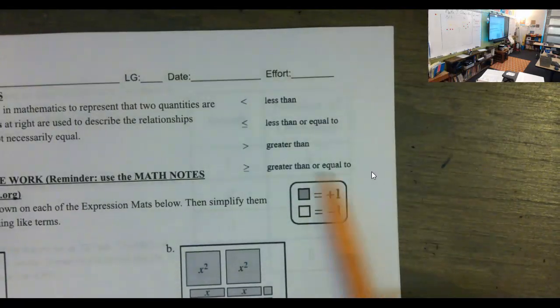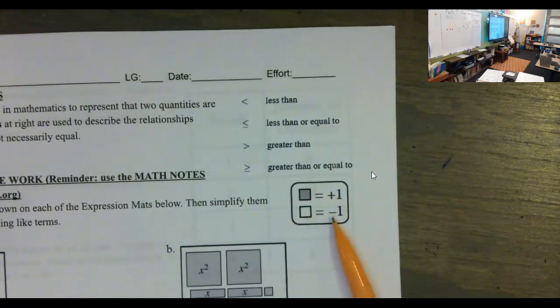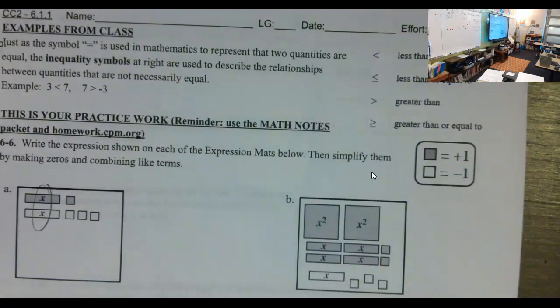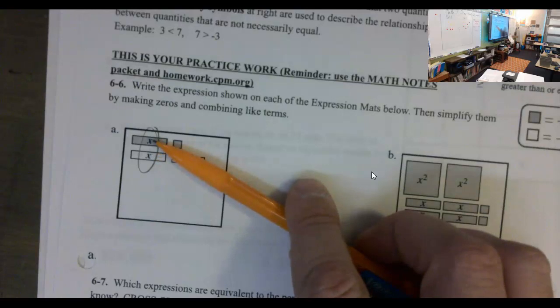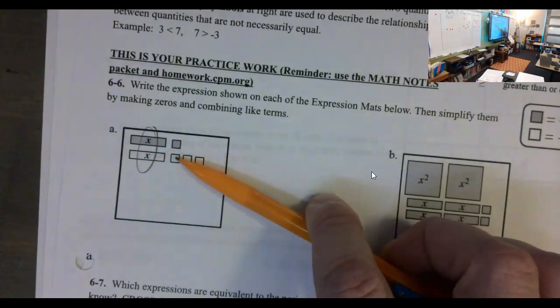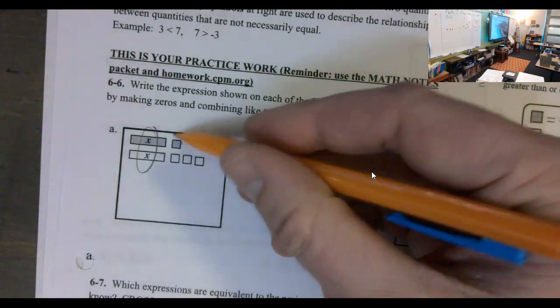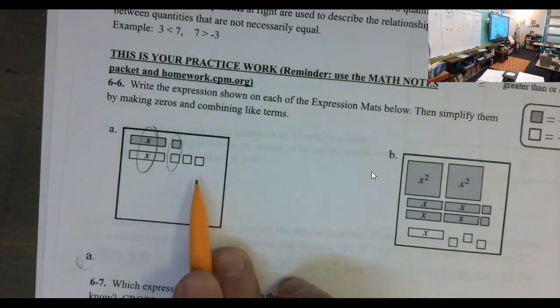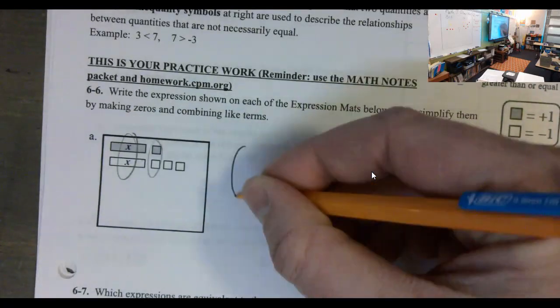This is what I'm trying to make you look at. That filled in is positive, empty is negative. So over here in part A, what happens when you have positive x and negative x? They cancel each other out. What happens when we have positive 1 and negative 1? Cancel each other out. Hey, you could be starting your homework right now. So what does this part A end up being? -2.